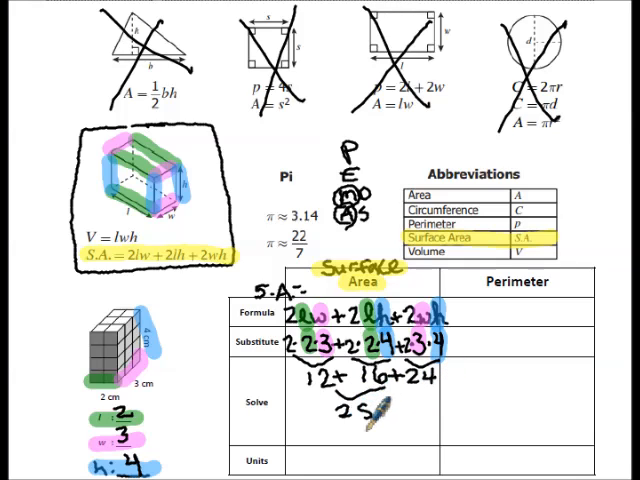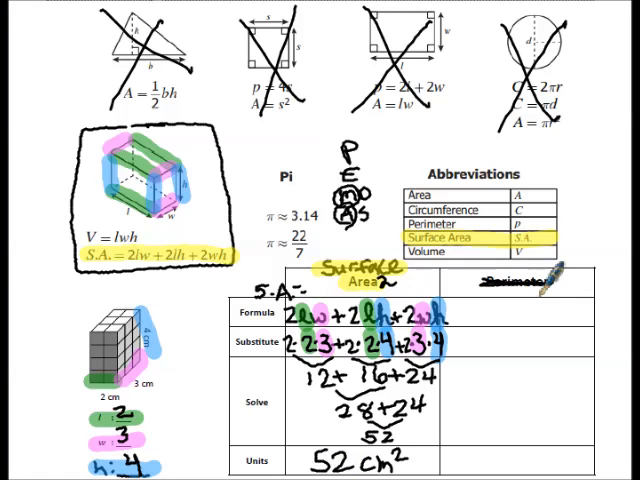So 2 times 3 is 6, times 2 is 12, 2 times 4 is 8, times 2 is 16, and 3 times 4 is 12, times 2 is 24. When we add the 12 and 16, we get 28, plus 24 more would give us 52. So I have 52 centimeters, but area is when we're covering it with squares, or square centimeters in this case.